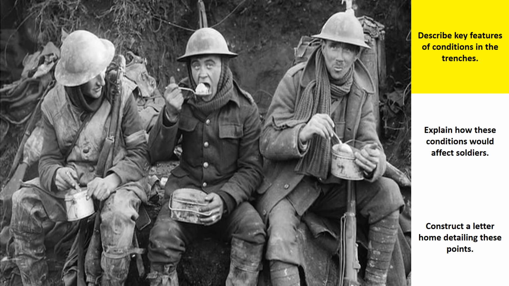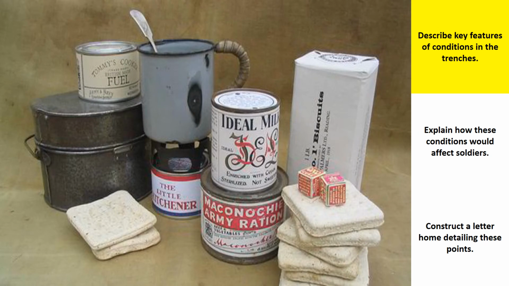Now, this is an image here of soldiers eating their food in World War One. These soldiers are quite lucky to actually have their tins there and their spoons. Quite a lot of soldiers at the time would just use their hands to eat their food. And this is again an example of some of the instruments the soldiers would have and some of the food that they would have. So you've got the bread there, you've got some of the tin meat that they would have as well.